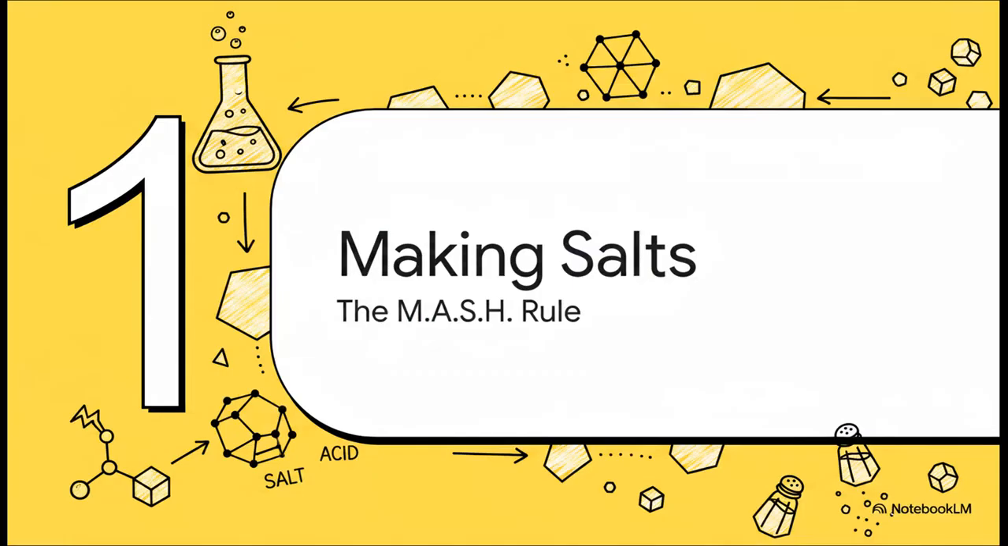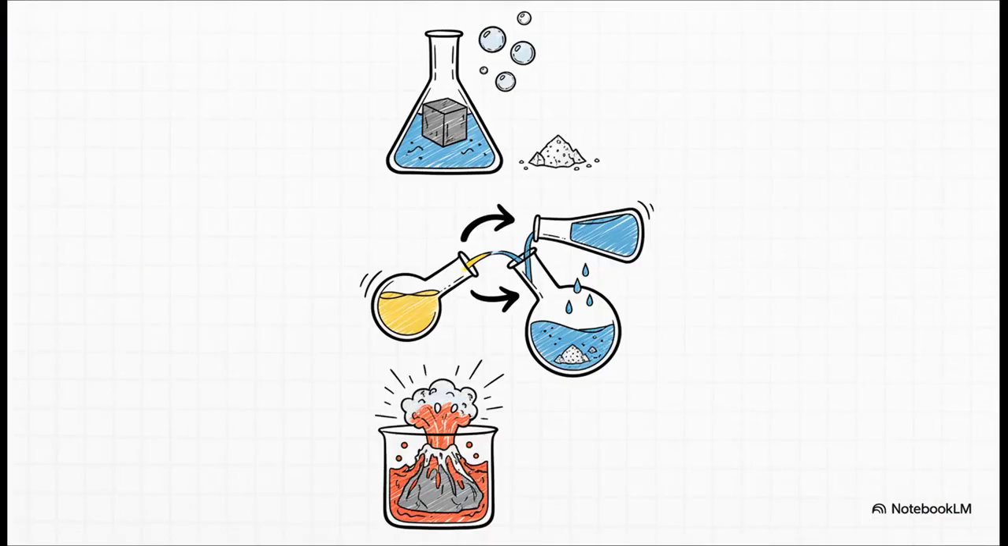Okay, part 1, making salts and the M.A.S.H rule. Let's start right in your safe zone. The absolute key here is mastering 3 simple acid plus rules. If you know these, you can predict pretty much any reaction they throw at you. Number 1 is the M.A.S.H rule. Metal plus acid produces a salt plus hydrogen. If you did this in a lab, you'd actually see that hydrogen gas bubbling away.